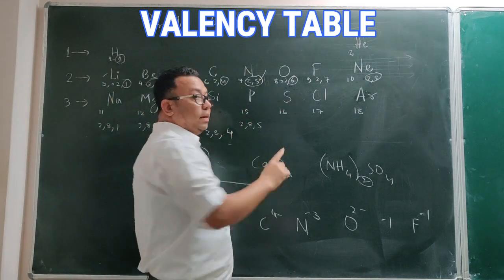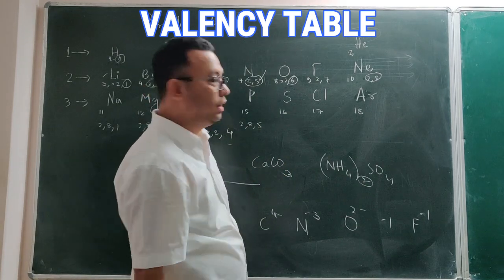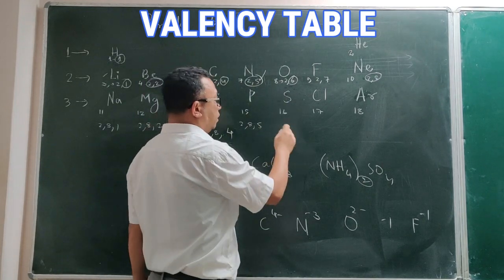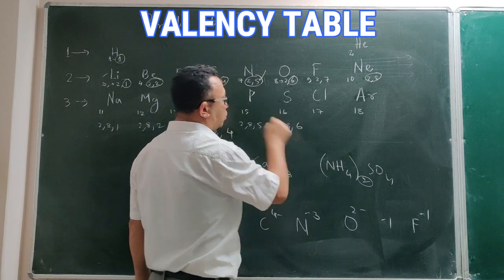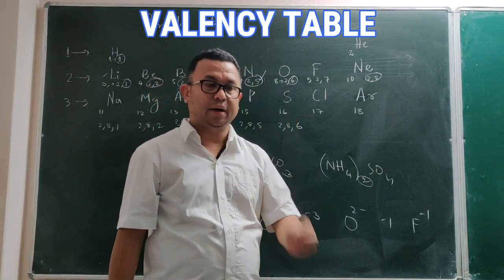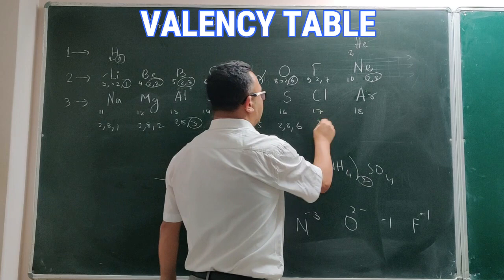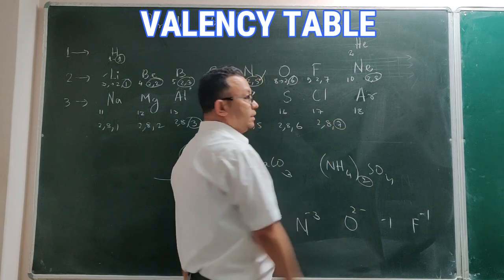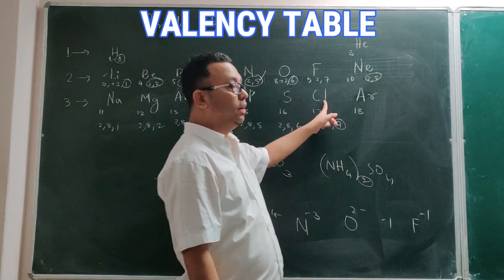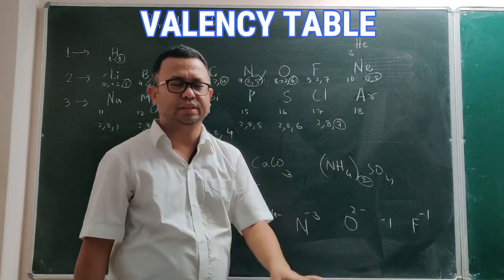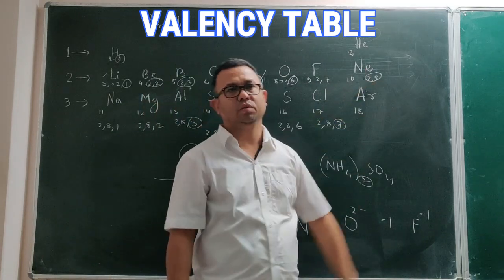Then sulfur, you will find it in the valency table, lower side, negative radical as sulfide. Sulfur is sulfide, so it is 2, 8, 6. Outermost shell 6 means valency is minus 2. And similarly, chlorine is 2, 8, 7. Outermost shell is 7 means valency is minus 1. Chlorine is what you are going to see on the valency table as chloride.